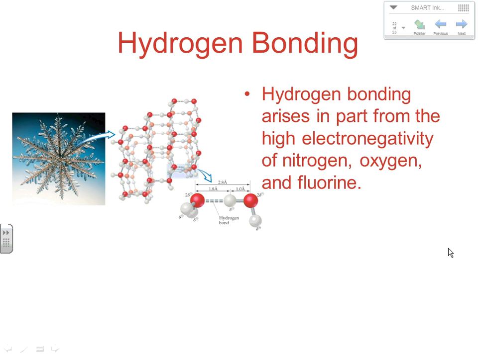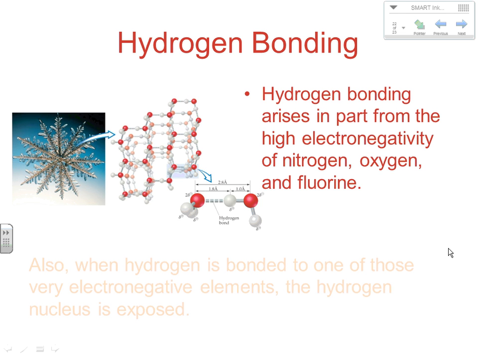Now, hydrogen bonding arises in part from the high electronegativity of nitrogen, oxygen, and fluorine. The deeper level understanding you need than you may have talked about last year is, one, if you look at where they are on the periodic table in the upper right, these are our most electronegative substances that are commonly involved in bonding. So they have high electronegativities, which means they are great at grabbing electrons.